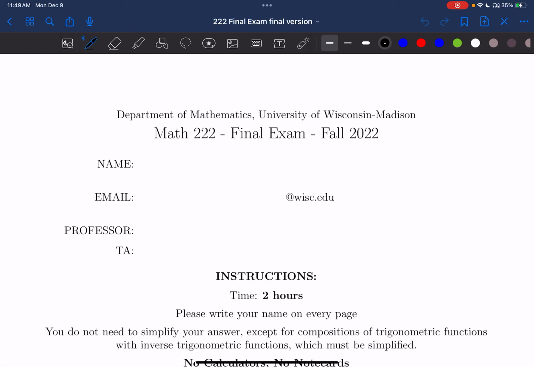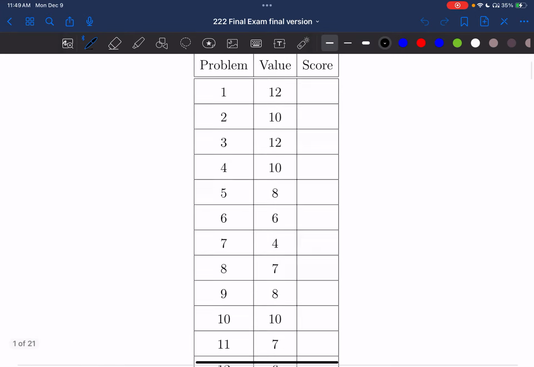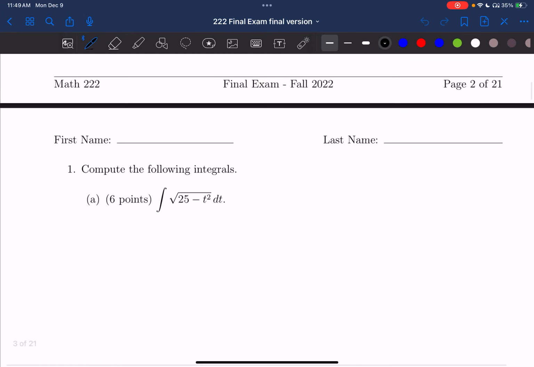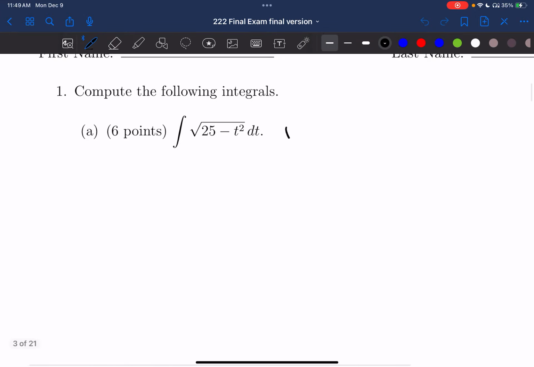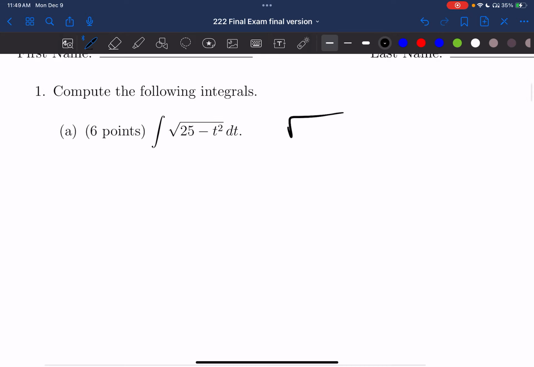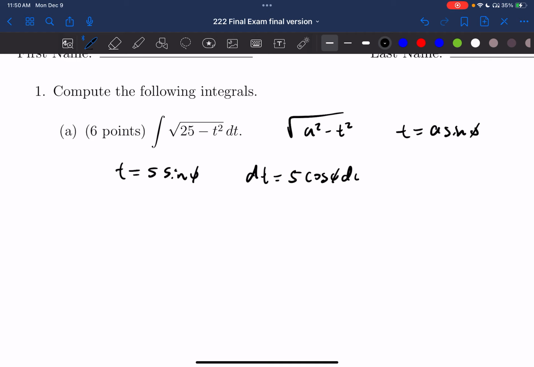Okay, this is the Fall 2022 Calc 2 Final. Compute the following integral. This is in the form of a squared minus t squared. So in this case, we'll set t equal to a sine theta, a being 5, so t equals 5 sine theta. Then dt will be 5 times the derivative of sine, which is cosine theta, d theta.